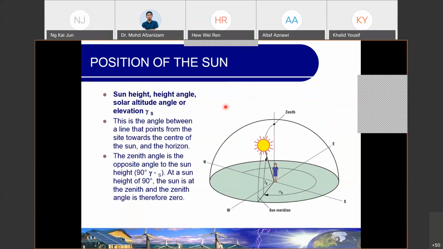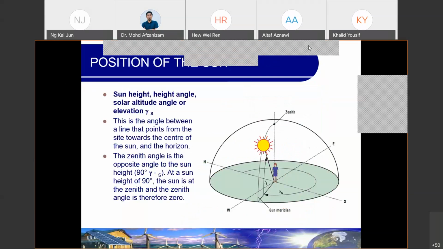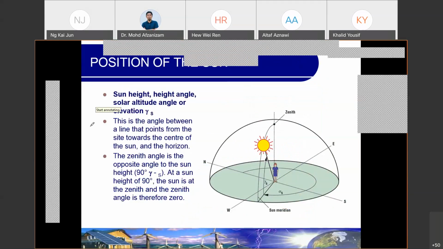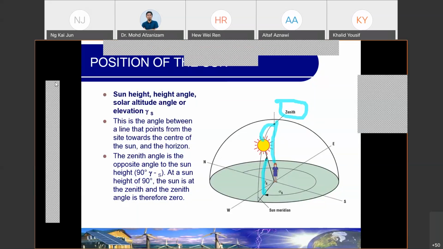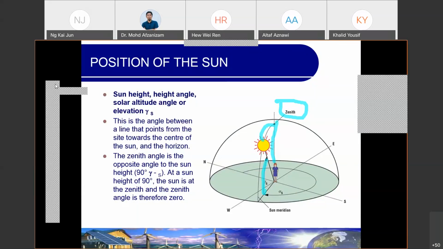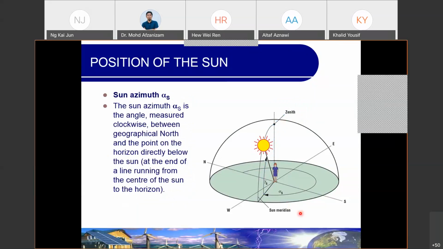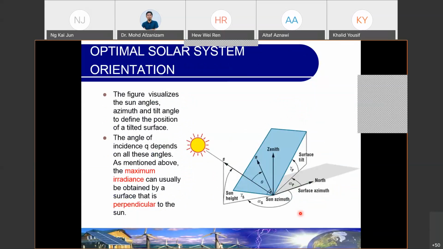So this is another term of the sun, which is the zenith. Zenith is the angle from the head, where I stand, to the sun ray. So that's the zenith. Another term of the solar direction that you need to know as well is the sun azimuth. So this is the same.